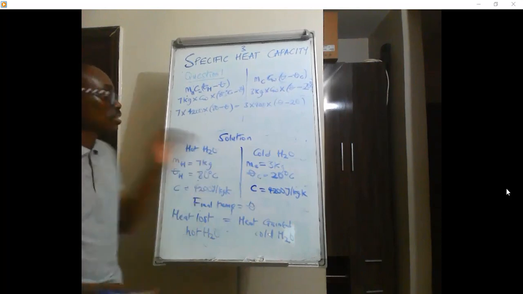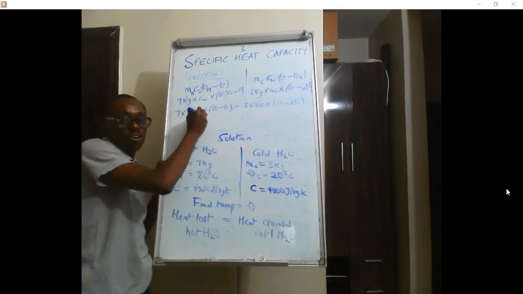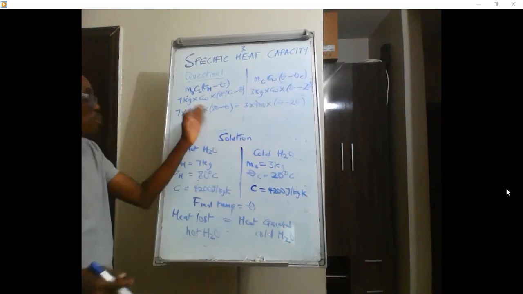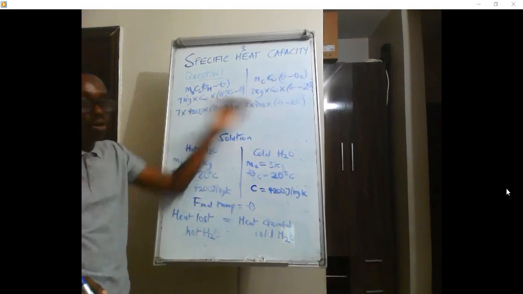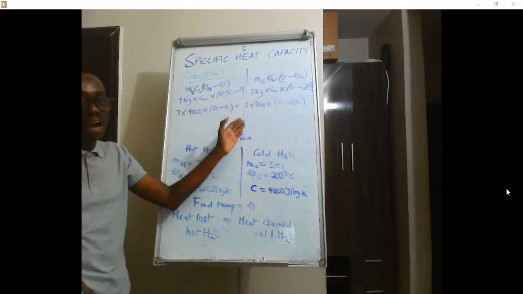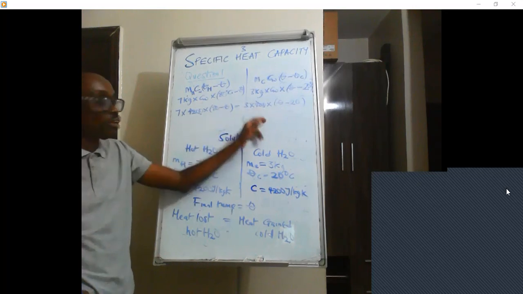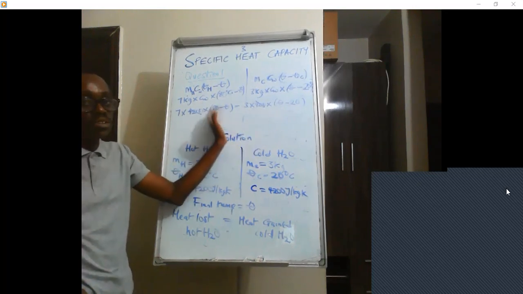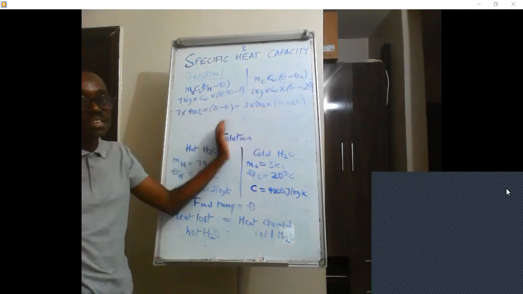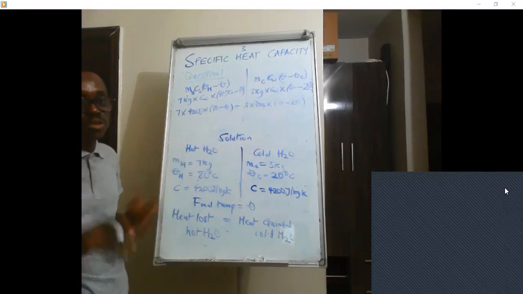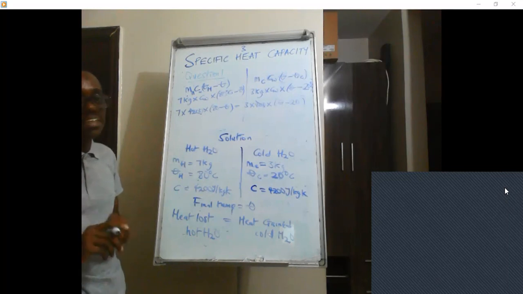So at the end of the day, 4,200 on the left will cancel 4,200 on the right. Why? Because they are at the same level. If they were at different levels, they won't cancel. Let's assume this was a numerator and this was a denominator, you can't cancel them. But since they are both numerators, at the same level, you can just cancel them to make your solution process quicker and easier.